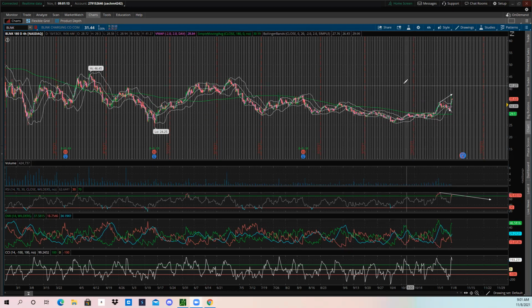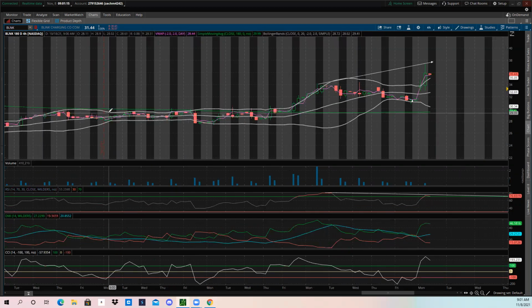A good example is going to be right here. You can see the Bollinger Bands were squeezing, and then they just popped. They had that big pop. Basically, think about it like 90% of all trading happens within the Bollinger Bands. That's the way that they're set up, the way they work.